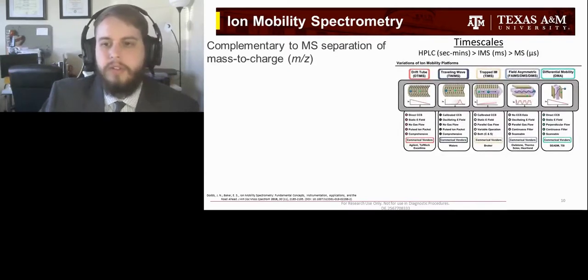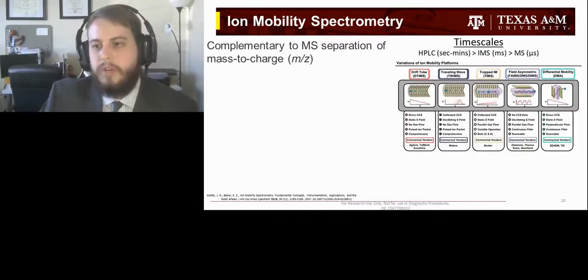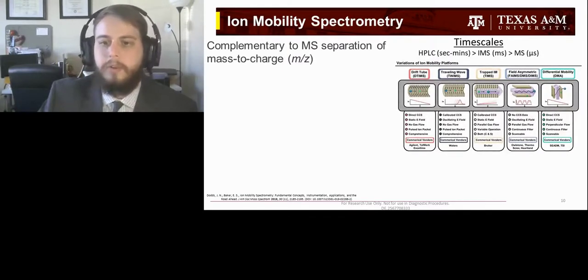Now, there are several flavors or variations of ion mobility, and almost all of the commercial vendors have really pushed in their own directions in this field: namely drift tube with the Agilent system, traveling wave on the Synapt platforms from Waters, as well as trapped ion mobility on the TIMS systems from Bruker.